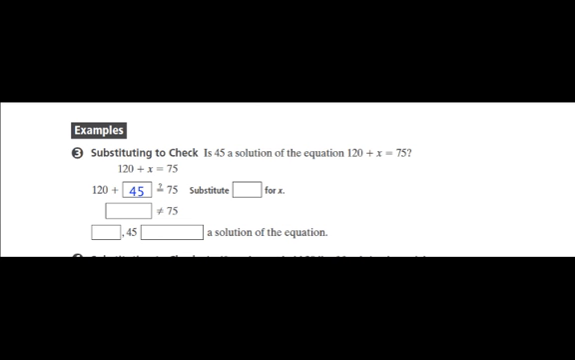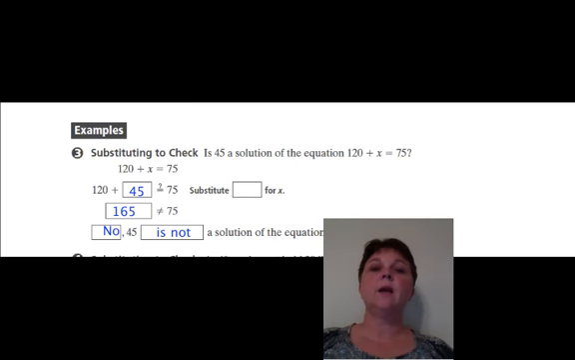So we have 120 plus 45. Does it equal 75? That's why we have the little question mark there. Well, 120 plus 45 is 165. 165 does not equal 75. So no, 45 is not a solution to the equation. Pause the video at this time if you need more time to copy down this example.